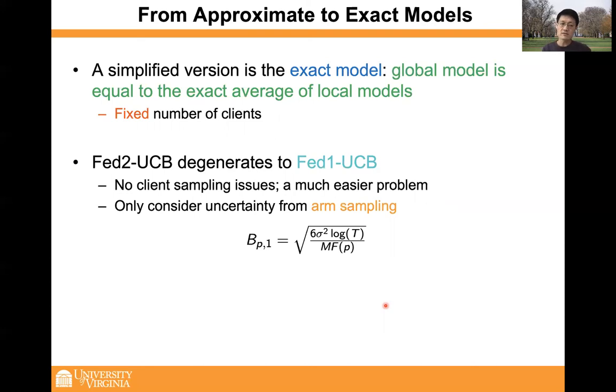So in this case, we'll have a fixed number of clients. So we don't have to scale the clients to solve this approximate model. And you can directly degenerate the previous algorithm into Fed1 UCB, where you only have to do basically arm sampling. So this gives you a much easier problem to solve. Okay, that's it for now, and we'll move on to the next topic.